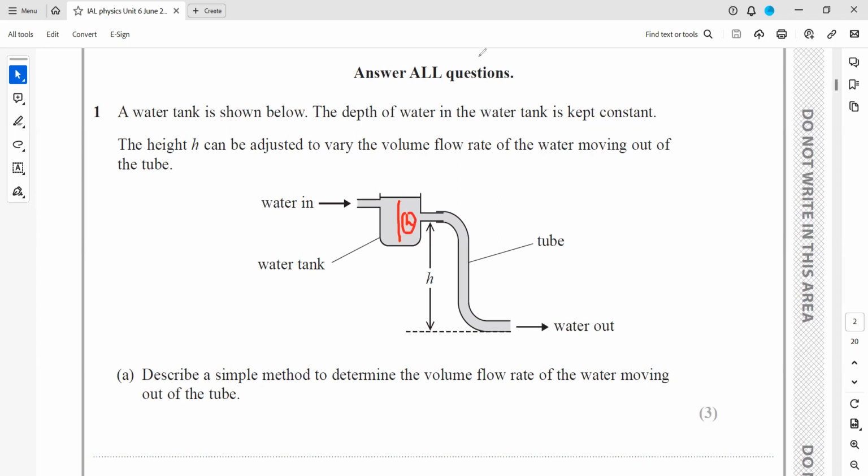Okay, that is constant. Describe a simple method to determine the volume flow rate of water moving out of the tube. Volume flow rate means how much change in volume there is in a unit time. That is the volume flow rate. So we want to determine what the volume flow rate is for this.